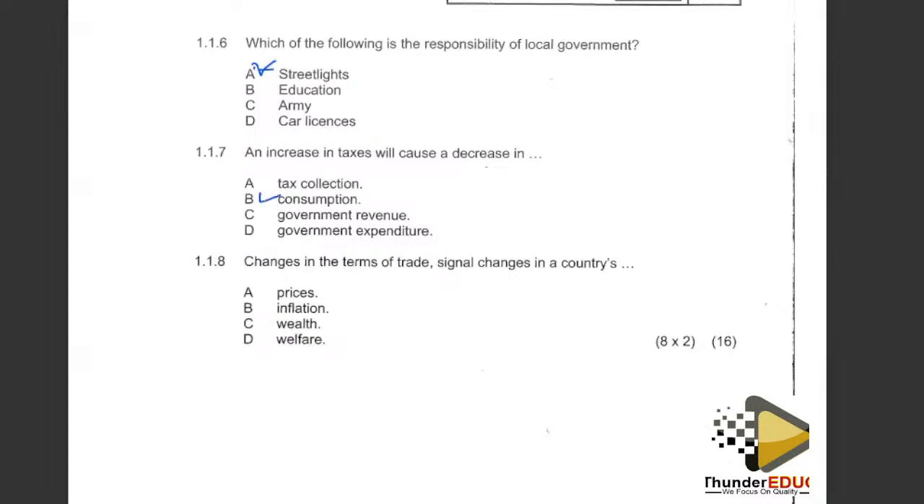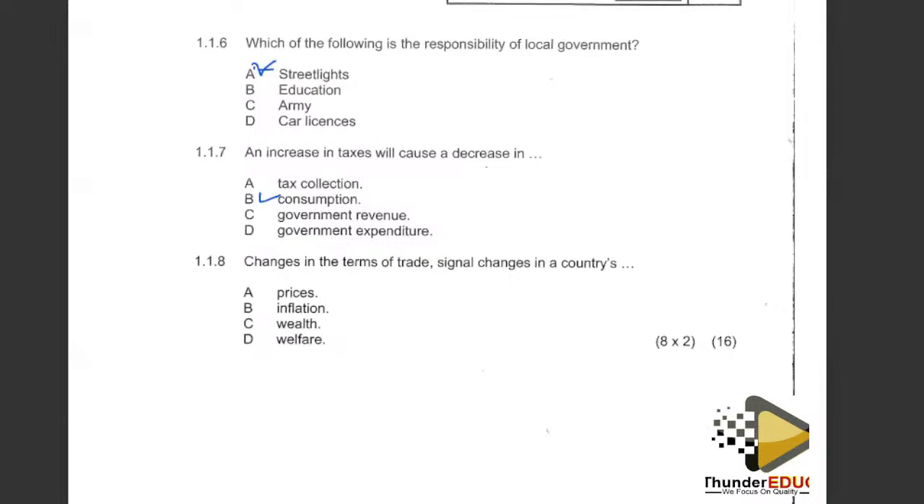Okay. Yes, I would love to go deeper into this concept, but for the sake of time, grade 12, we shall discuss it as time lapses. Okay, right. So now moving on to the next question, we have 1.1.8. So now 1.1.8 grade 12 reads as follows.